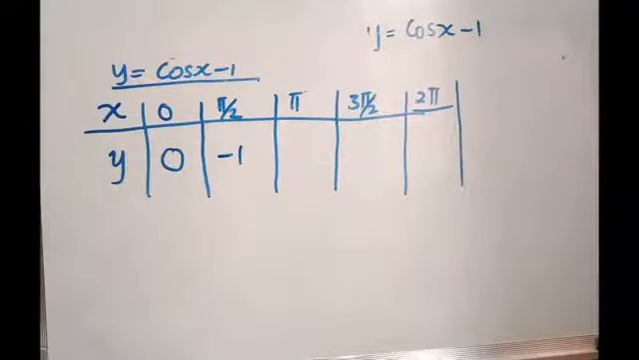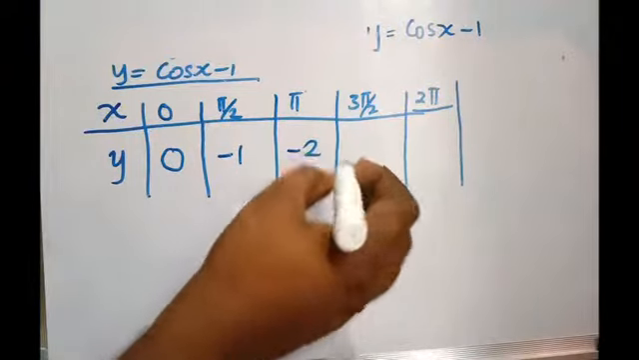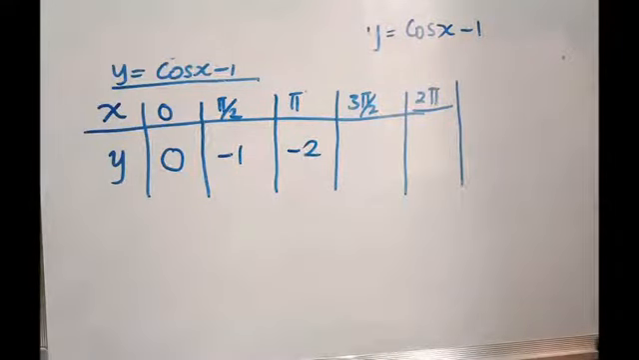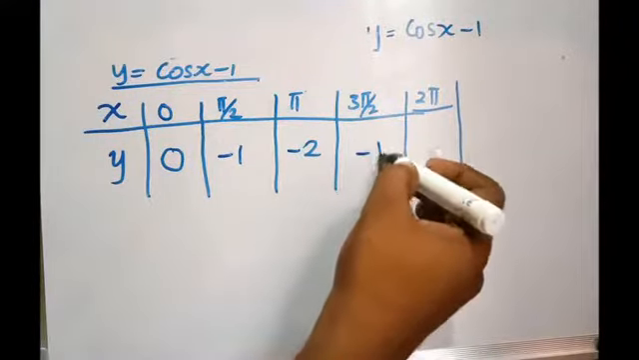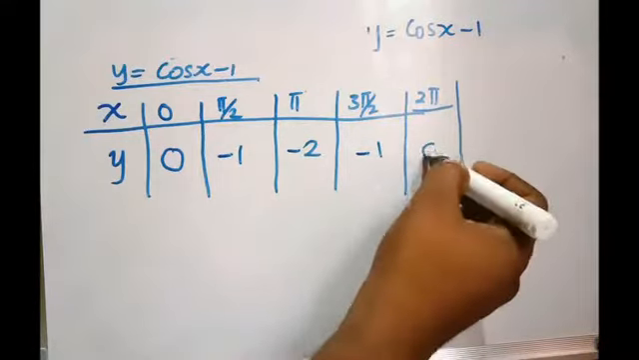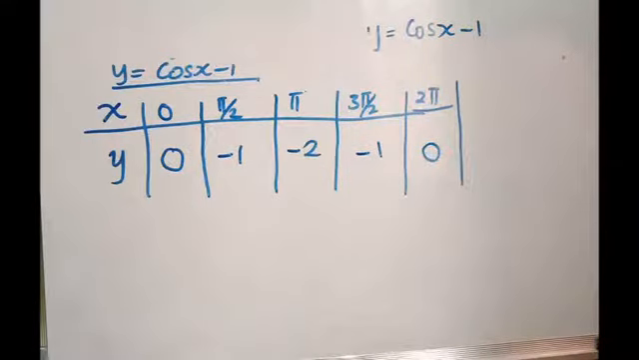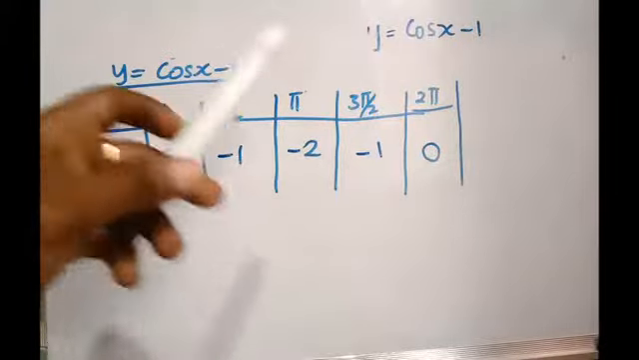Cos pi minus 1. You know cos pi is minus 1. So minus 1 minus 1, we get it as minus 2. 3 pi by 2, that is cos 3 pi by 2 minus 1. That gives us again minus 1. And this value becomes 0. Okay, so find out these values accordingly and mark those points on the graph sheet. So remember 0, minus 1, minus 2, minus 1, 0.